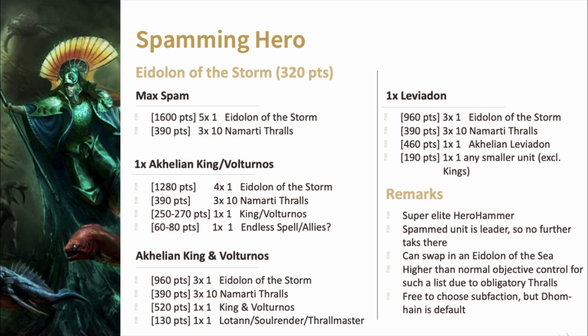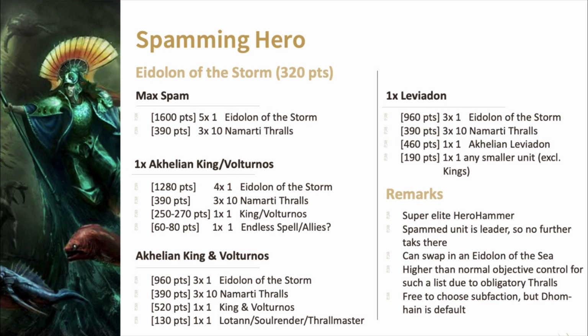You can do a Kaelin King and Volturnos, which gets you down to 3 Eidolons. But you've got a Slaughter King in there. You've got the Thralls. And then you can even take Lotan around to hang out with the Thralls. Or a Soul Render, Thrall Master. It's kind of getting interesting.